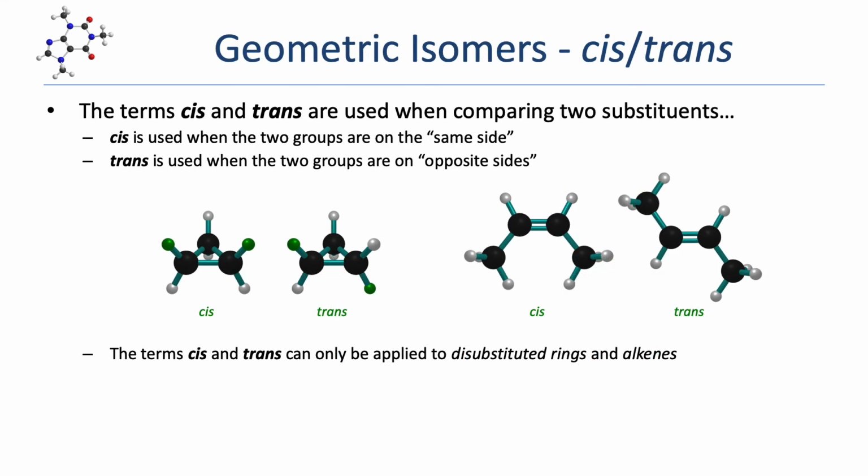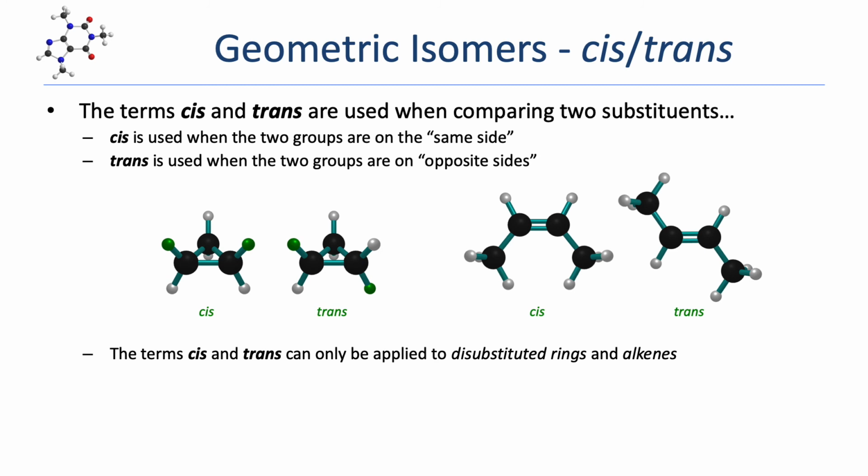The terms cis and trans are used when you're comparing the spatial relationships between two substituents. Cis is used when the two groups are on the same side, and trans is used when the two groups are on opposite sides. So first here I've got those same disubstituted cyclopropanes. Because the two non-hydrogen substituents, those green substituents, are on the same side of the ring in that first structure, right? They're both pointing upward. That's the cis isomer of that particular disubstituted cyclopropane.